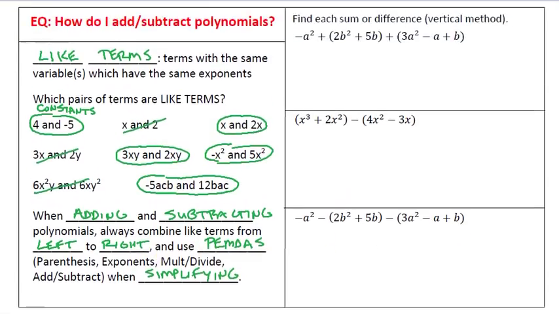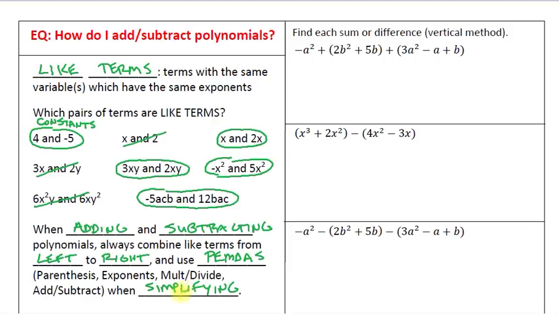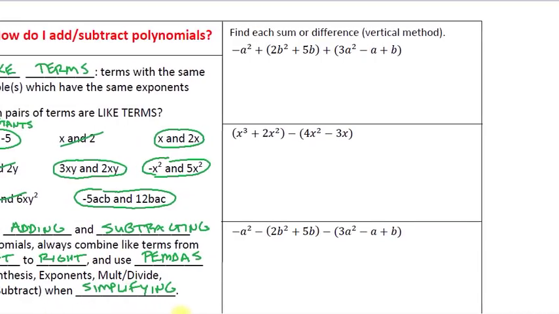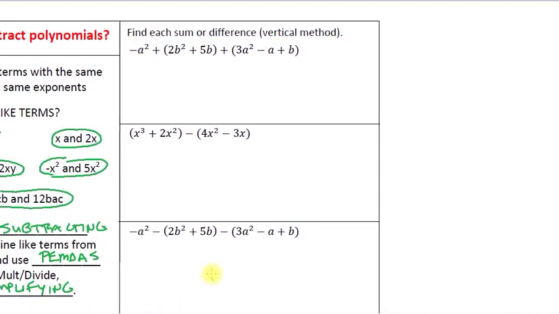All right, let's do a couple of them. I'll have to go pretty quick on this so I can get this video done in the right amount of time. Class, we're going to use the vertical method for these examples. Find each sum or difference. Sum means we're adding polynomials, difference means we're subtracting polynomials, and use the vertical method.